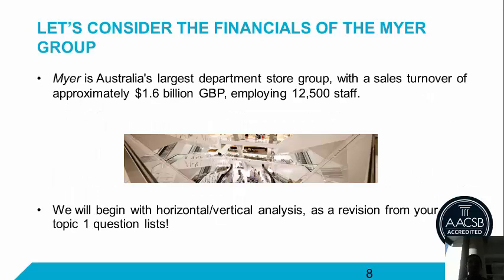Let's consider the financials of the Myer Group. Now, Myer is Australia's largest departmental store group. We know this. It's got a sales turnover of approximately 3.2 billion Australian dollars, 1.6 billion pounds, and it employs 12,500 staff. Let's start with some horizontal and vertical analysis as a revision and then move on to our ratio analysis.